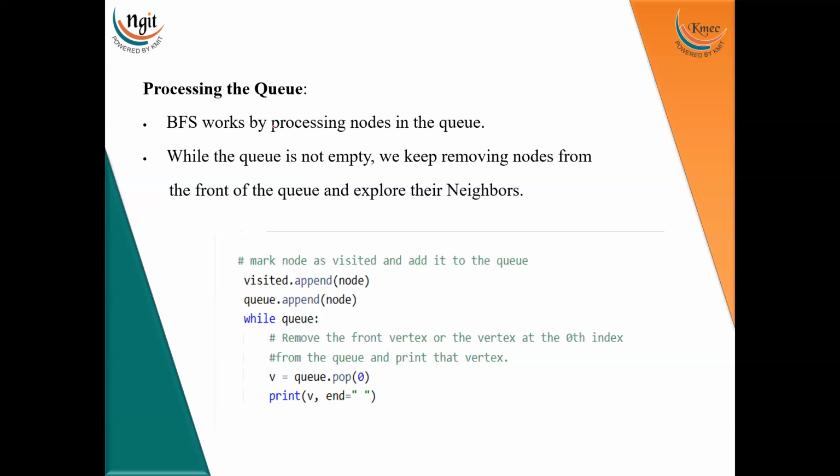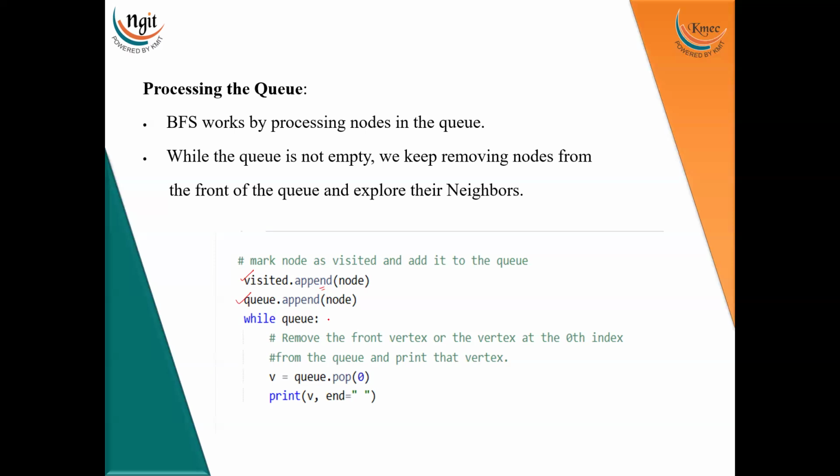Next is how we are going to process the queue. BFS works by processing nodes in the queue while the queue is not empty. We keep removing nodes from the front of the queue and then explore their neighbors. Whenever we visit one node, it is marked as visited, and at the same time it is also added to the queue. So once we visit one node, that node is appended to the visited list, and at the same time it is also appended to the queue list.